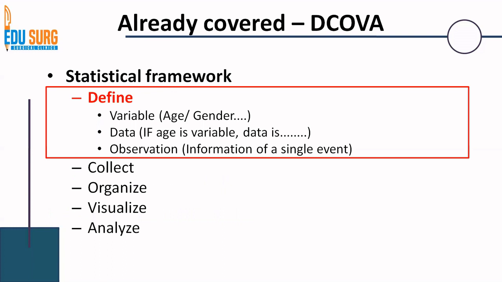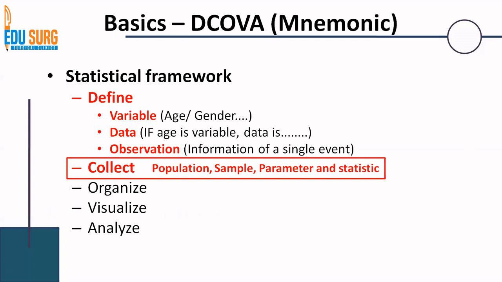So we have already covered the basics of defining the variable, data, and observation. We have seen what a variable is, what observation means, and what data means. We have also seen the difference between population and sample and the difference between the terms parameter and statistic. Till here we have studied in the previous two sessions. If you have missed them, kindly have a look at them. In today's session, we will go into details of D and C only.